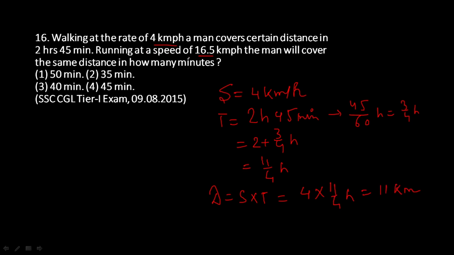It says running at the speed of 16.5 km per hour, the man will cover the distance in how many minutes? So time will be equal to distance upon speed. So 11 km divided by 16.5, and the answer is in minutes, so we have to multiply with 60, and 10 will be there. It will be 15, it will be 4. So 40 minutes is the answer.